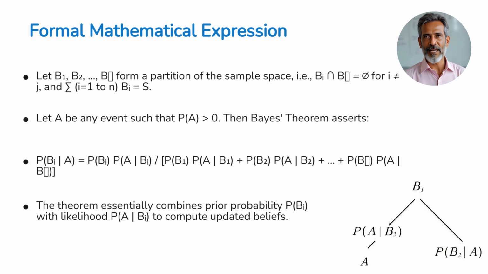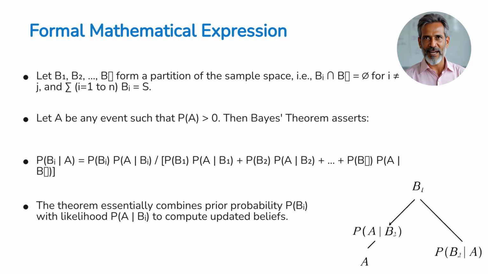Now, pick any event A for which the probability P of A is greater than 0, so it's possible that A happens. Bayes' theorem tells us the following. P of B sub i given A equals P of B sub i times P of A given B sub i, divided by the sum of P of B1 times P of A given B1 plus P of B2 times P of A given B2 plus and so on, all the way up to P of B sub n times P of A given B sub n.